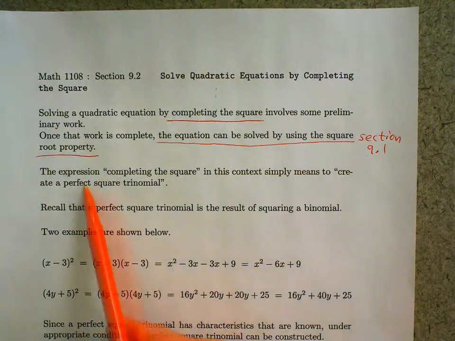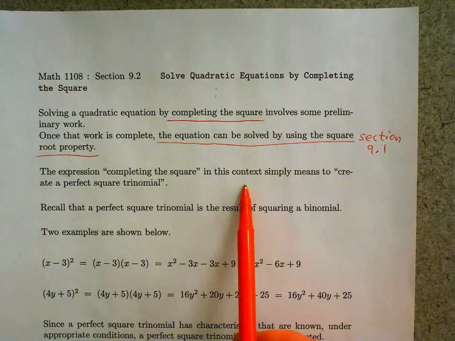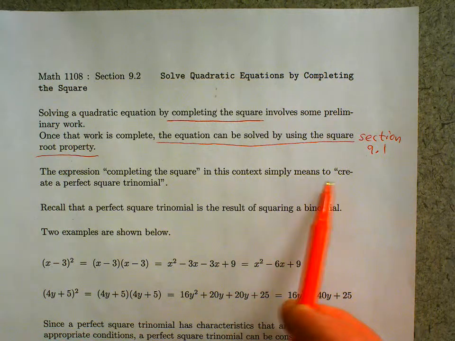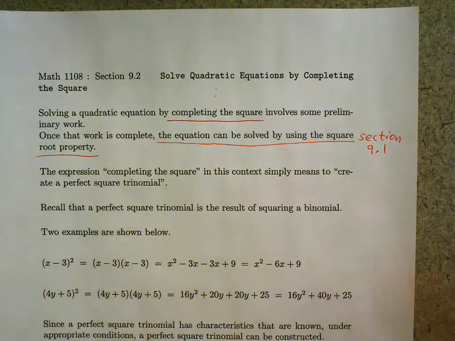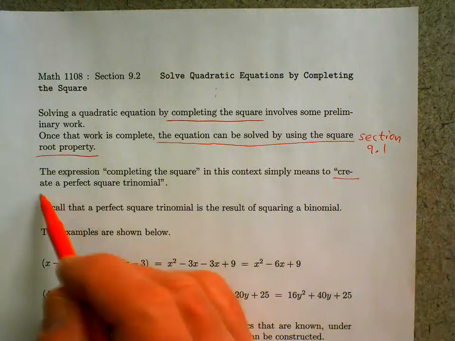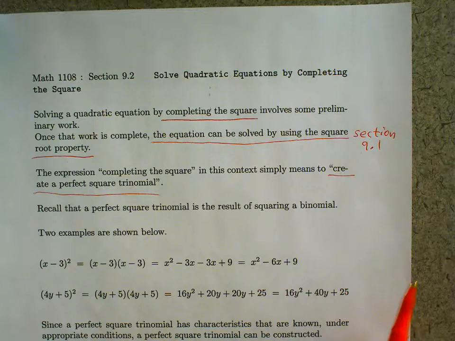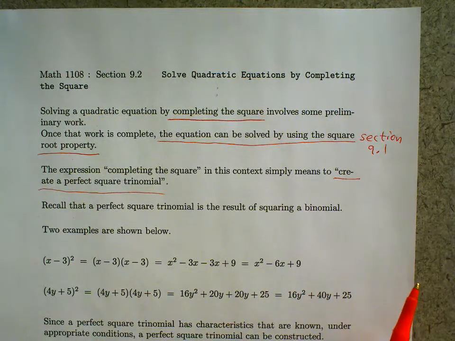The expression completing the square in this context simply means to create a perfect square trinomial. You have seen me do that before. I did it yesterday. We created a perfect square trinomial in one of our examples.